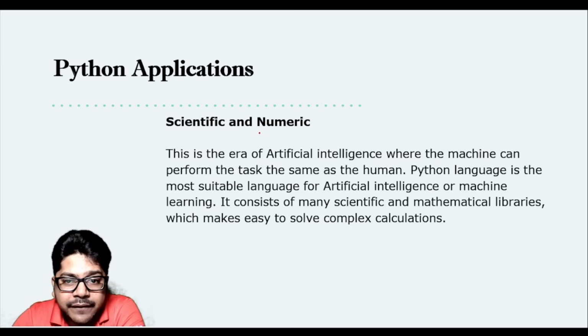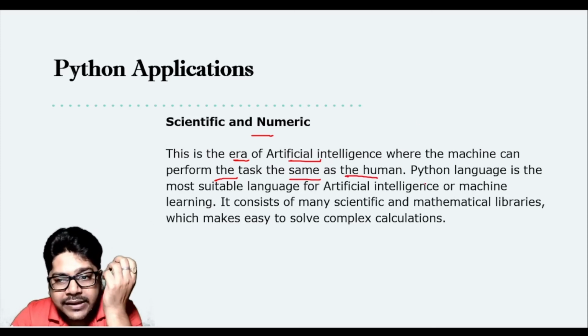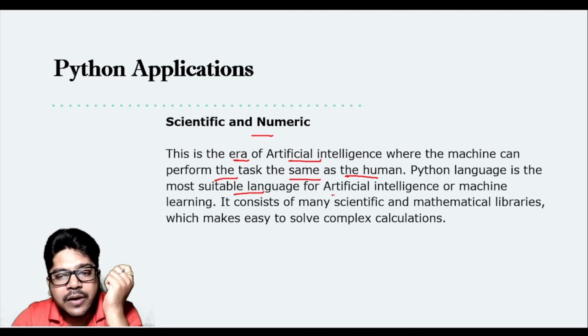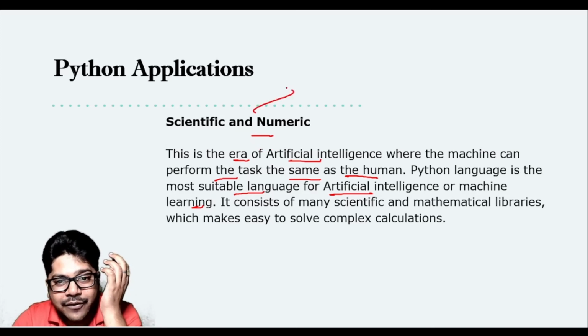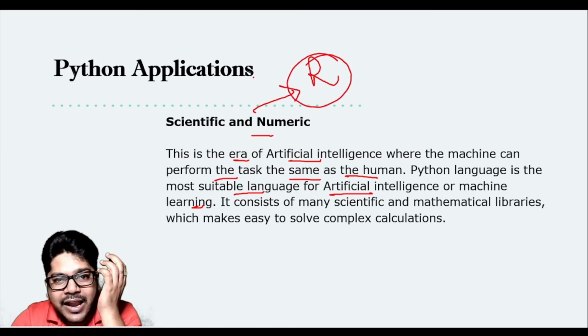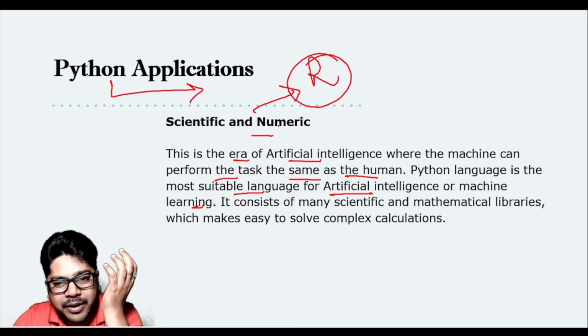Now, scientific and numeric. This is the era of artificial intelligence. We all know that the machine can perform tasks the same as humans do, right? And Python is the most suitable language for artificial intelligence or machine learning. As I said in the beginning itself, Python is the most suitable language for that. Of course, other programming languages are too, but Python is preferred most of the time.